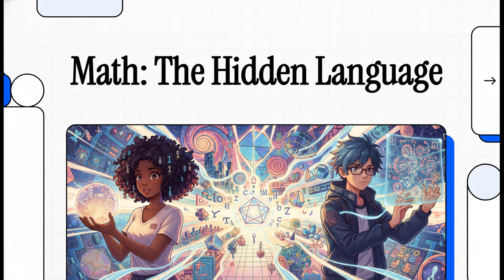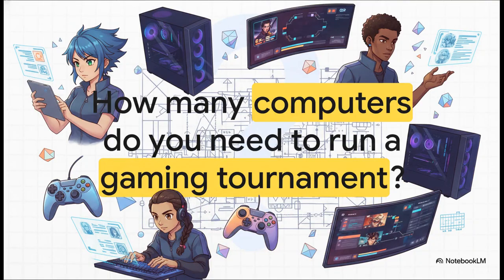Welcome to the Explainer. Today, we're going to dive into a couple of problems that, on the surface, seem pretty complex, college level stuff. But they're going to help us uncover a really surprising secret about how the world actually works. It turns out, so many of the systems we deal with every day are governed by a kind of hidden language. So let's kick things off with a puzzle.